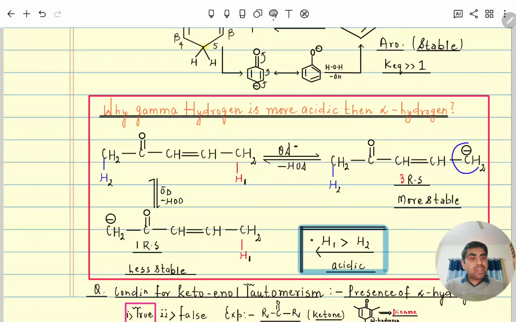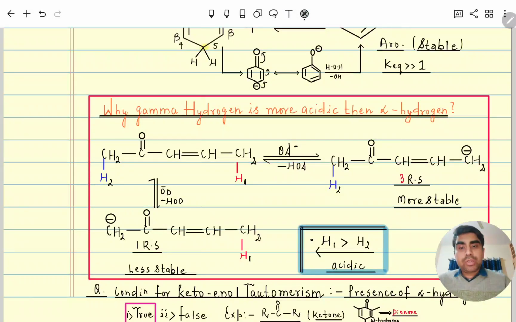Since this carbanion is relatively more stable, the conjugate base is relatively more stable, which means that hydrogen will be easily furnished. So the gamma position is more acidic than the alpha position. Understood? Positions beyond the third, the fifth, and the seventh position are acidic. So from there we will abstract the alpha hydrogen, and then through resonance again O minus will abstract H plus from water and it will do its tautomerism.